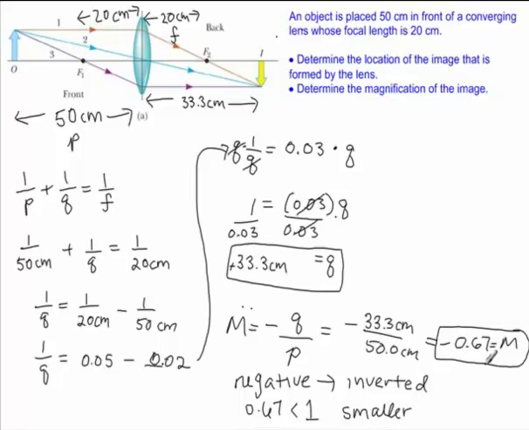So the magnification actually tells us a lot about the image that's formed. It tells us whether it's going to be upright or inverted, and it also tells us its size compared to the original object.